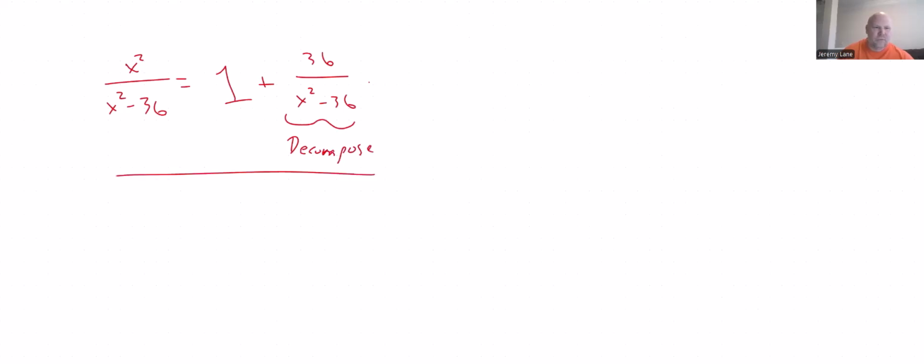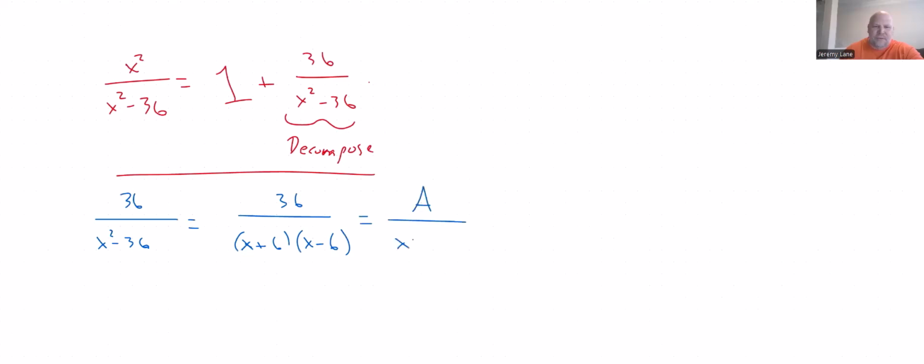So let's go to blue. And now we're going to take this x squared minus 36. We're going to factor this as x plus 6 times x minus 6, difference of squares. And now we can write our template out, A over x plus 6 plus B over x minus 6.